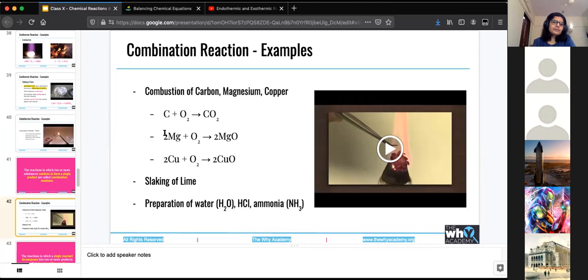Similarly, combustion of magnesium, when magnesium burns in air, this is combination. Combustion of copper, when copper burns in air, that's combination. Slaking of lime. Why is slaking of lime combination? Can you send me the reaction of slaking of lime? Send it on chat. Yeah. Nethri, yes, that is the product. What is happening in the reaction? Puneet, yes, correct.